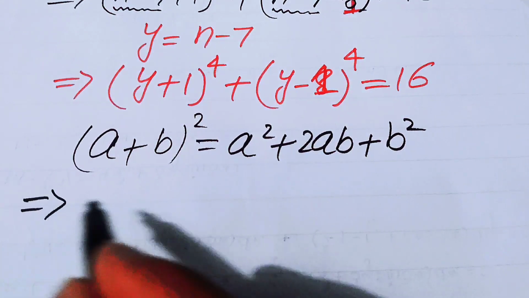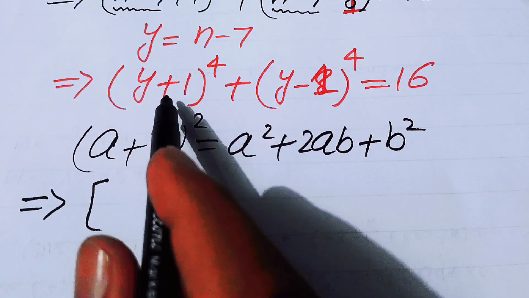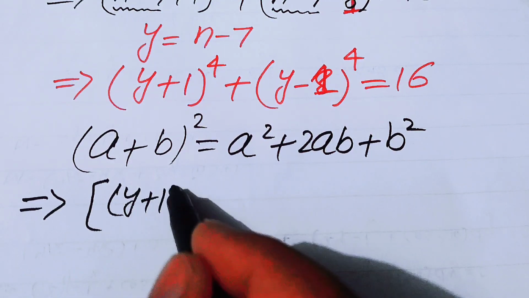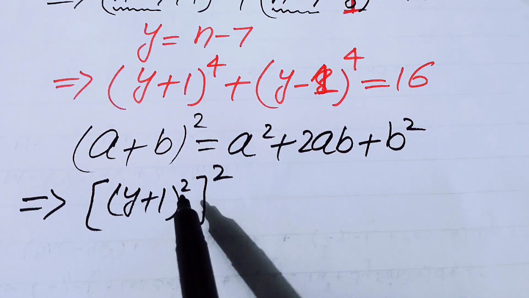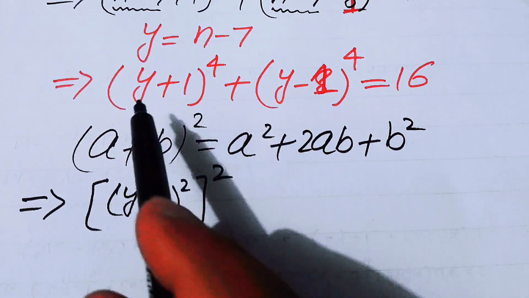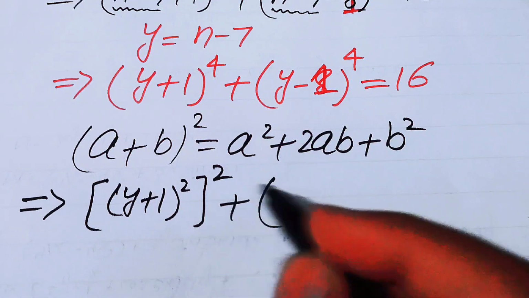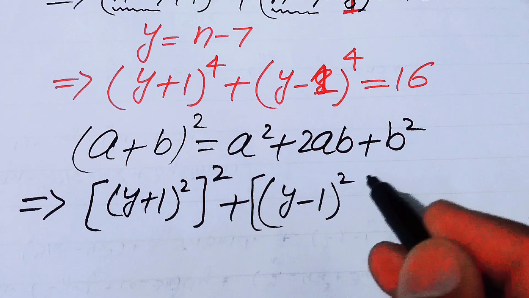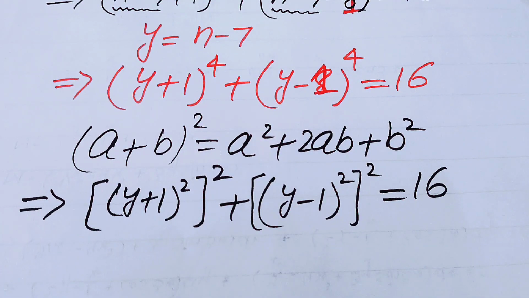So first I can write these two terms in this form, so that here I can write (y + 1)^4 as ((y + 1)²)², because you know that if you have exponent to the exponent, these exponents are multiplied by each other and you get (y + 1)^4. Similarly, you can write this term in this way and you get ((y − 1)²)² is equal to 16.